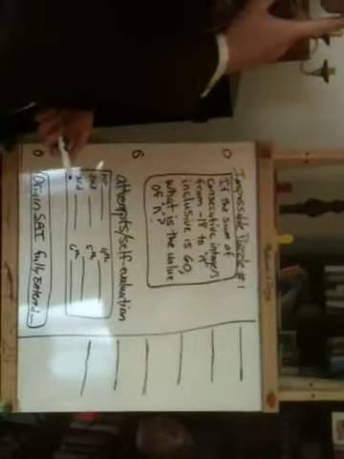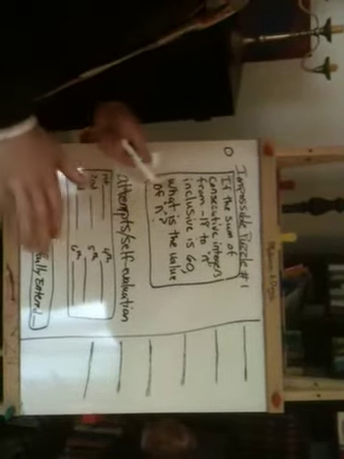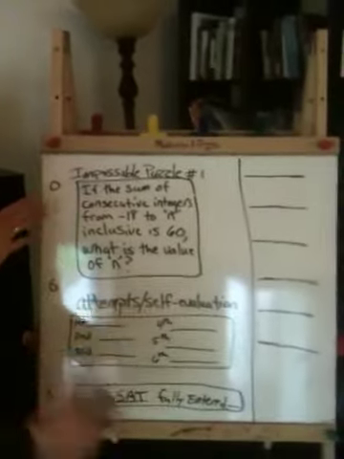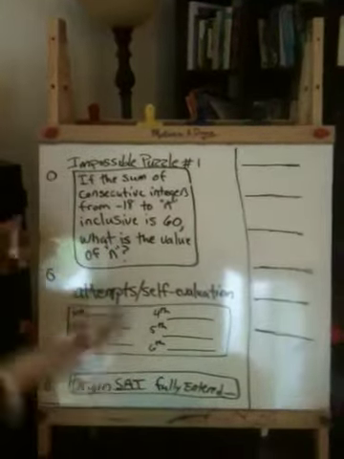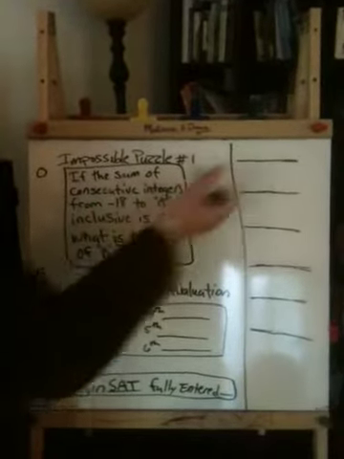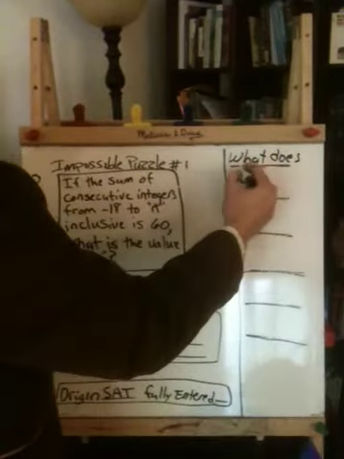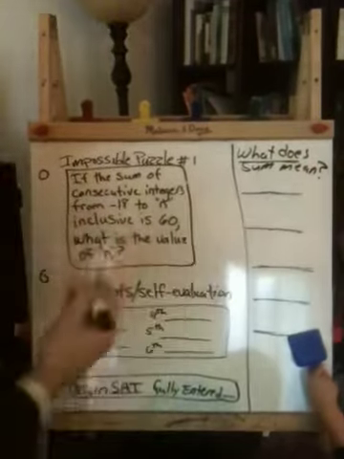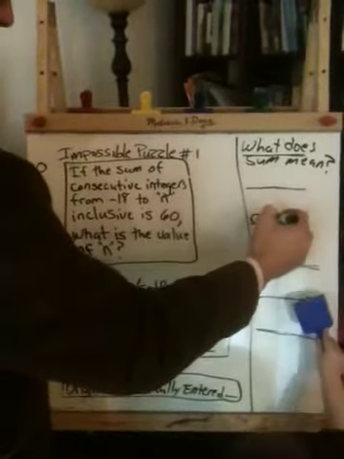Now you may be thinking, I have no idea what that means. It sounds like gibberish. That's okay, don't cry. Instead, slowly work your way through the problem and write your questions down on this side of the paper. For instance, here you might say, what does sum mean? And you would write, what does sum mean? You might also find yourself wondering what consecutive means. And you could again write consecutive.